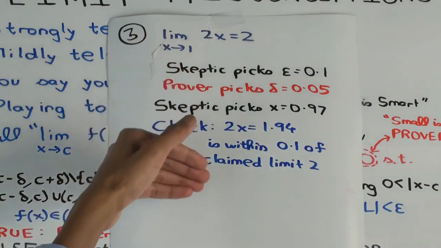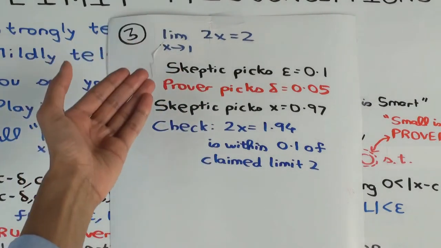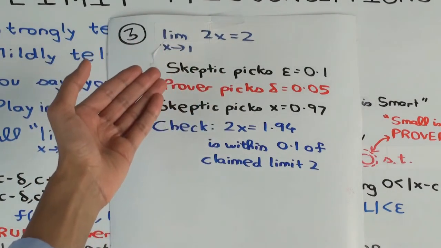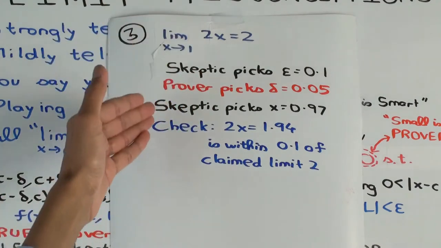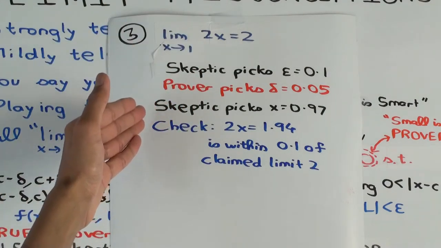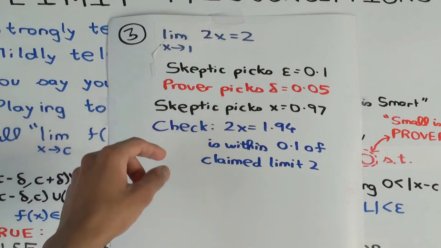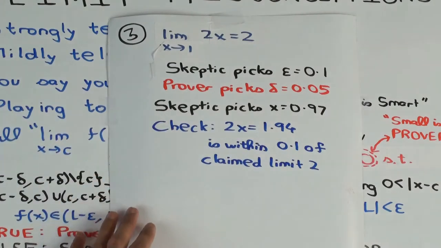And this just gives one example where the prover won the game. But it doesn't tell us that regardless of the epsilon the skeptic picks, the prover can pick a delta, so that regardless of the x the skeptic picks, the function is within the thing. So that's the issue here.